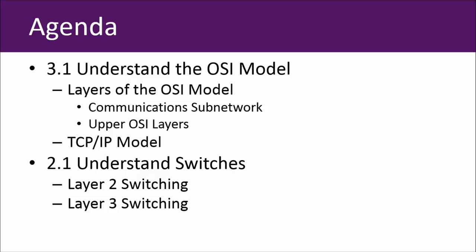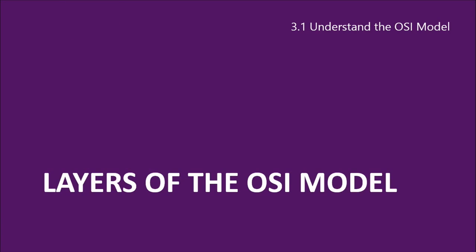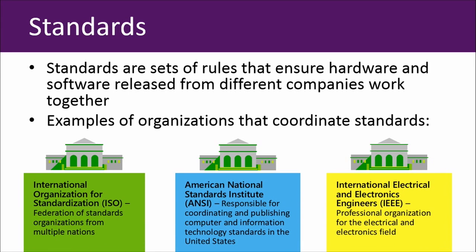But we will move on to 2.1, which also requires us to understand switches, right? Layer 2 switching and layer 3 switching. All of this layer discussion will make a lot more sense after we review the layers of the OSI model. And that's why we're going to review these two objectives together. All right, so without further ado, let's talk about the layers of the OSI model.